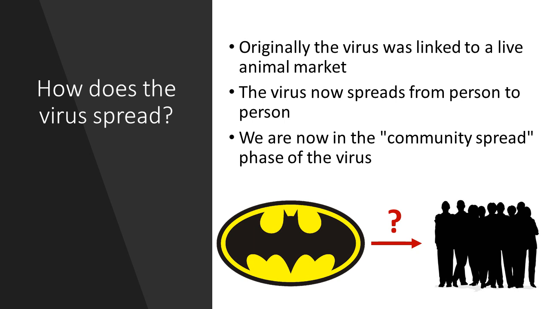So how does the virus spread? Like I mentioned before, the virus was originally linked to a live animal market. The virus was found in bats and was spread by people buying those bats from the live animal market and eating them. The virus then mutated and is now spread from person to person. In the beginning, we were able to track how someone contracted the virus, but now that the virus is more prevalent in the United States, we are in the community spread phase of the virus. This means that we are no longer able to backtrack and find out how someone contracted the virus.